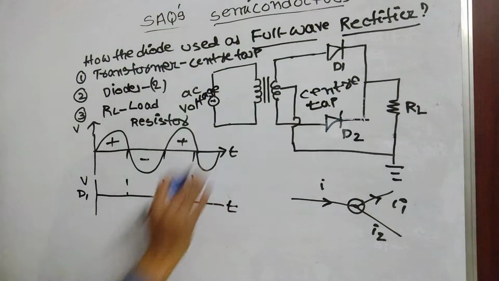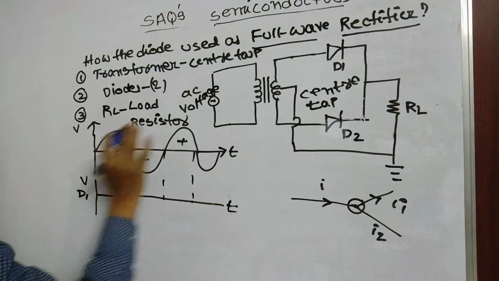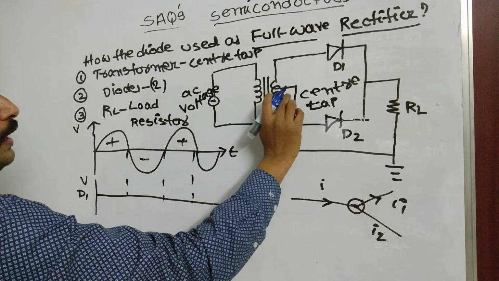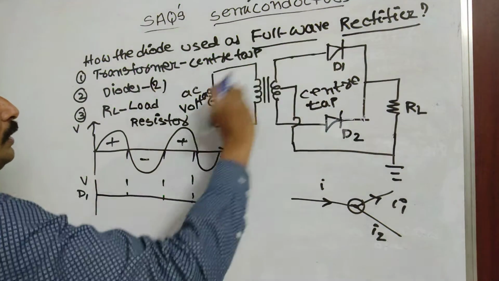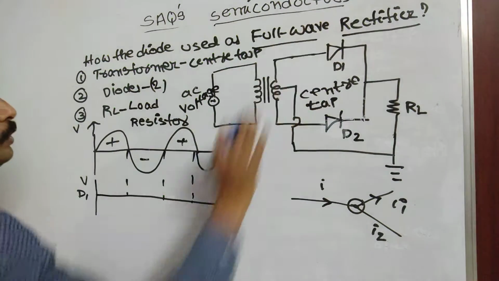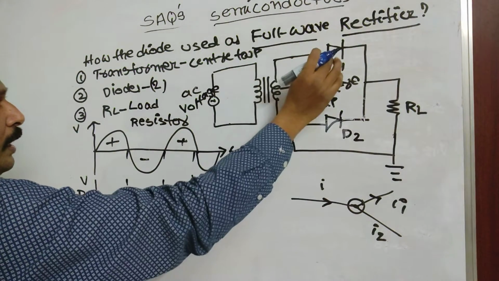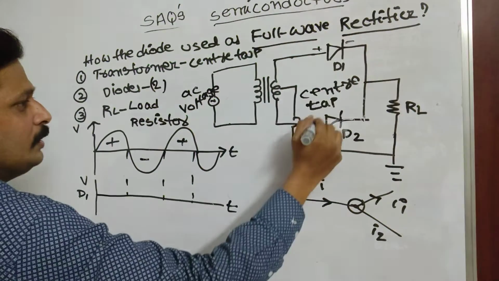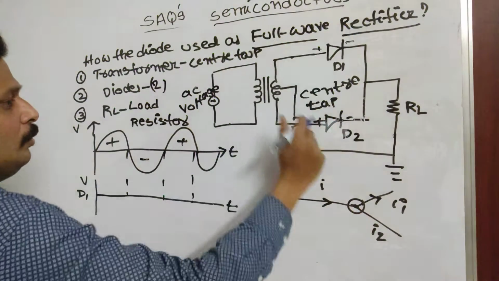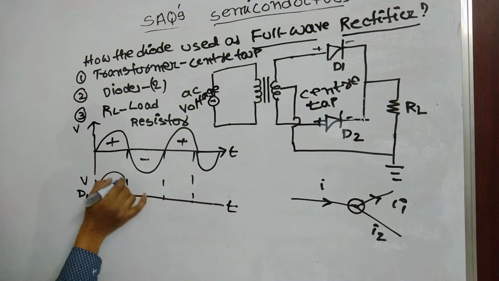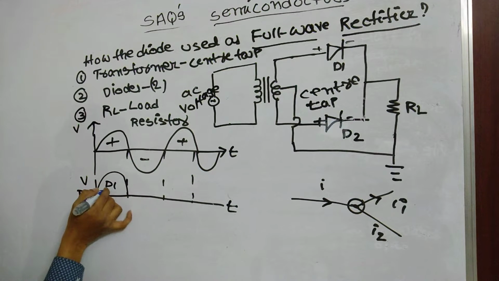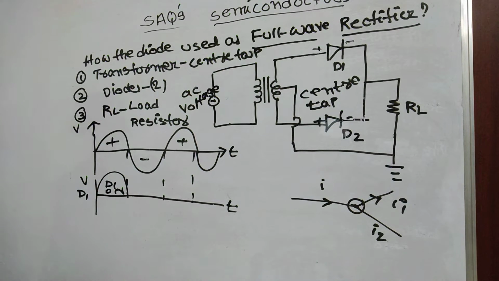See now, the first case. Whenever the positive half passes through this, because of the center tapping, these two are separated. The AC voltage passing through this is positive, now negative, positive, negative. For the positive waveform, D1 alone is on. On means forward bias. D1 is on because it is forward biased.